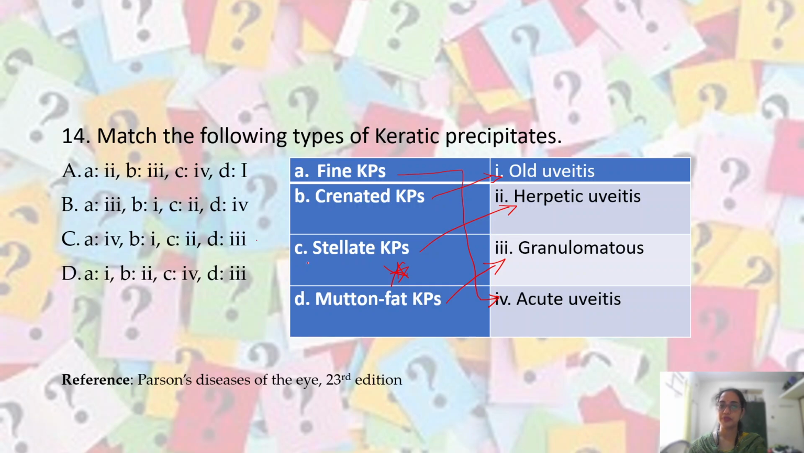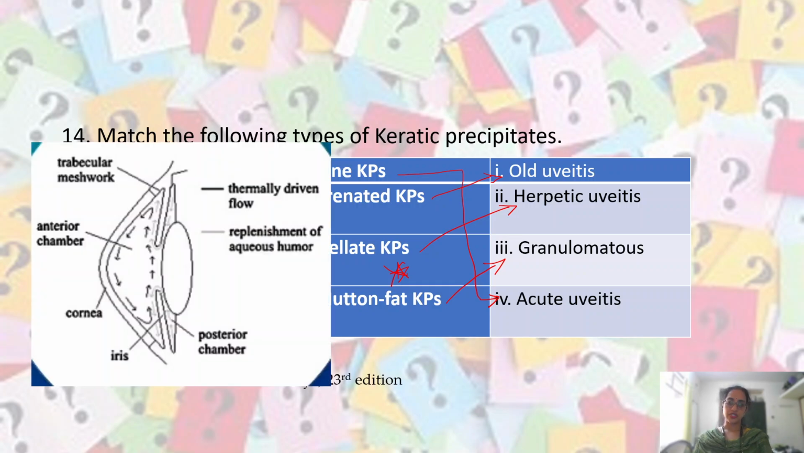So I would like you to remember, fine KPs, non-pigmented KPs are fresh. They are seen in non-granulomatous anterior uveitis. Crenated KPs suggest old KPs. They also become pigmented. Stellate KPs are seen in herpetic uveitis and also in Fuchs uveitis syndrome. These are conditions with low-grade inflammation, and I will explain why they are stellate. Mutton fat KPs are seen characteristically in granulomatous conditions.